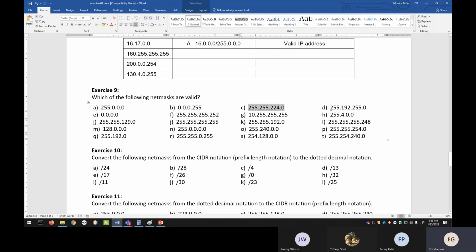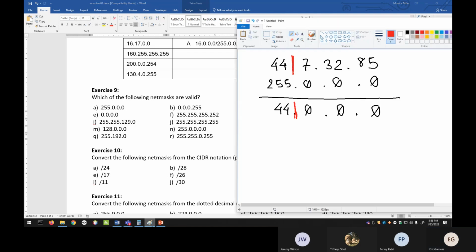Okay. Is this a valid network mask? No. Why? Because we have a series of 1, series of 0, series of 1, series of 0. Okay? It's not valid. So let me show you in binary. This is 255.